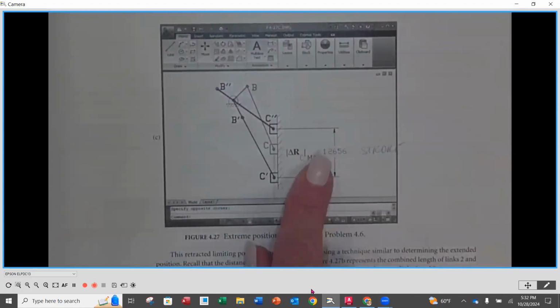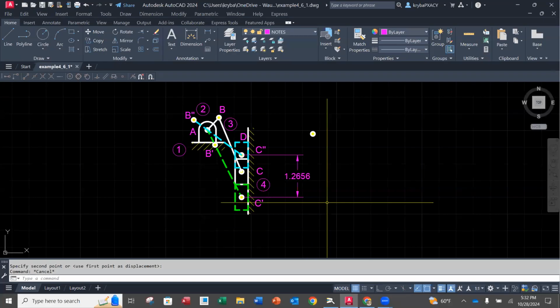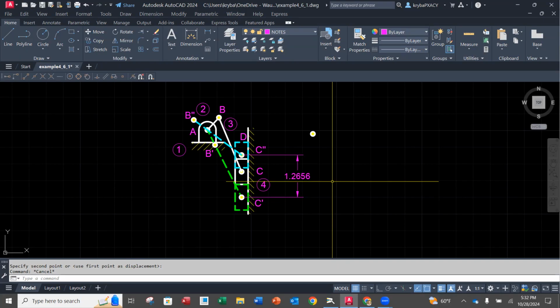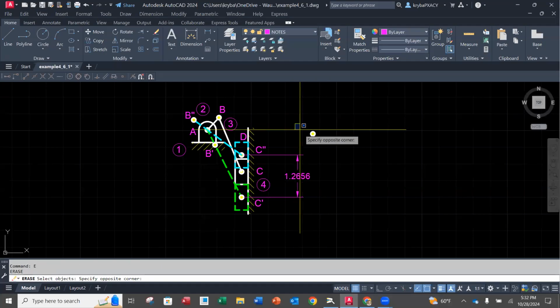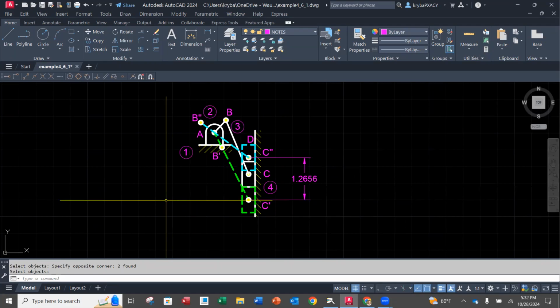But notice that here they have the difference between the high and the low position. Their number is 1.2656. And if we go back to ours, look at that. Ours is, if you did it correctly, you should be getting 1.2656 as well. And that's going to be the total stroke. Now, for this example, we can get rid of that designation there. You want to label this as example 4-6.